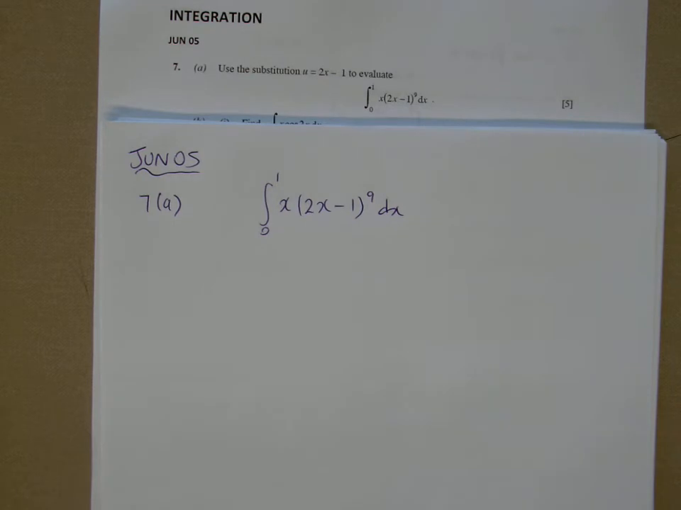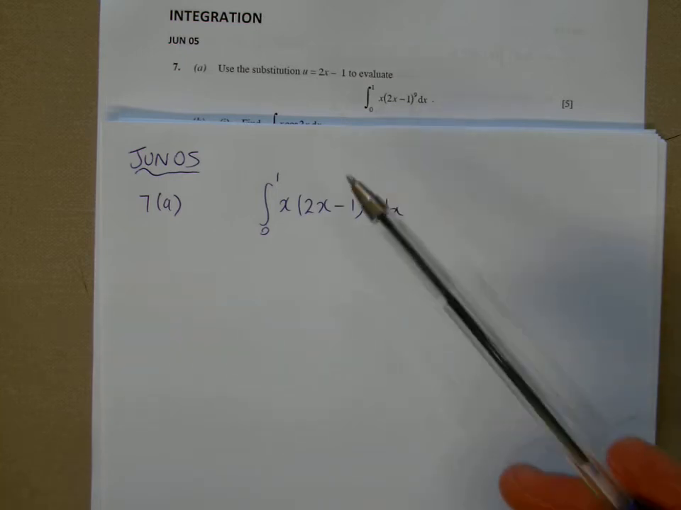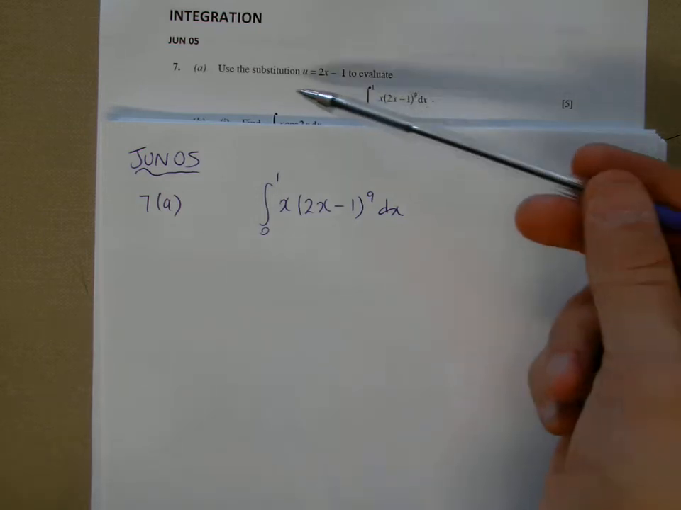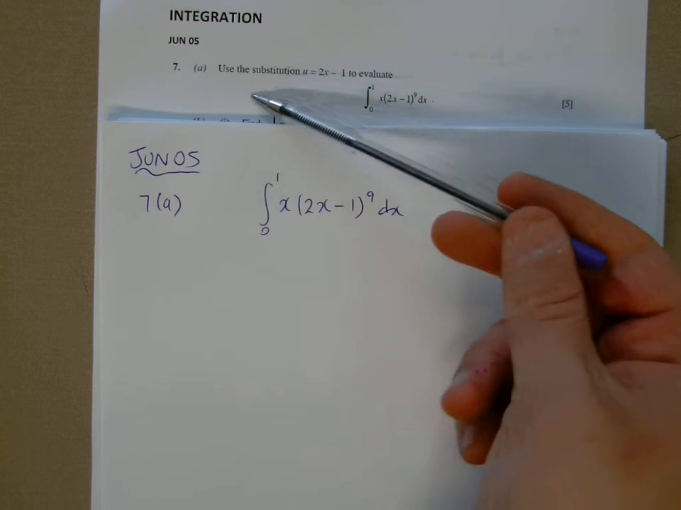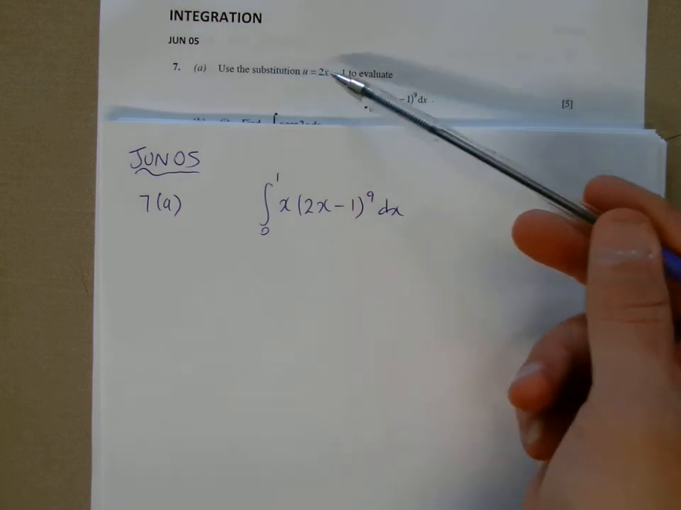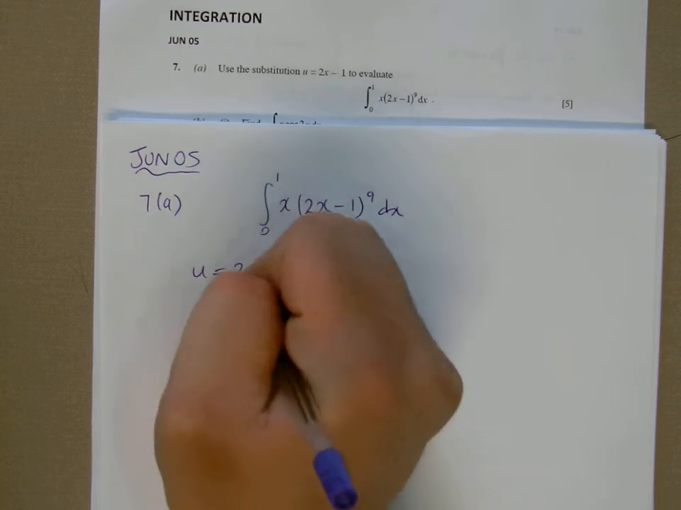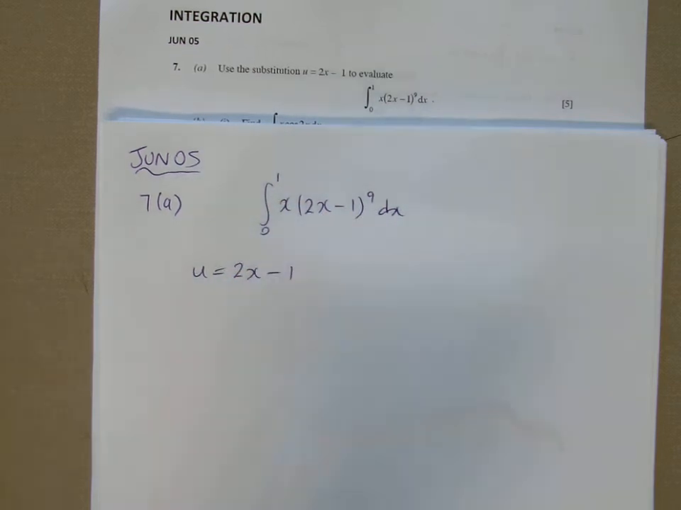Right, so integration in C4, you'll find, comes towards two-thirds of the way through the paper, and you've got part A, which usually involves a substitution, and then part B is integration by parts. So in part A here, it's clear it's a substitution question, because it says "use the substitution". So we write u equals 2x minus 1.